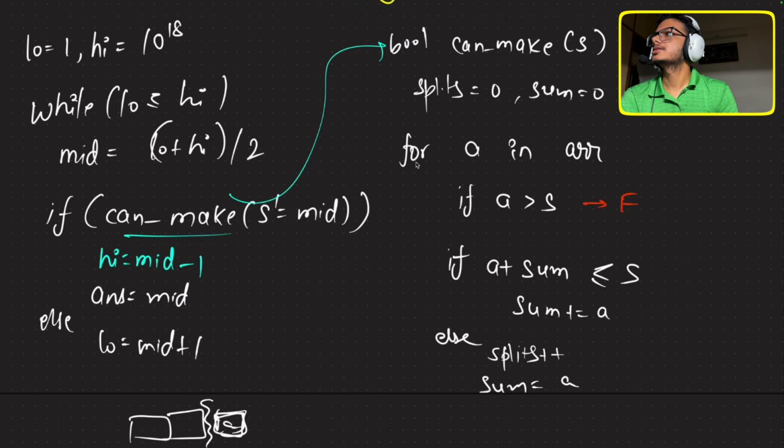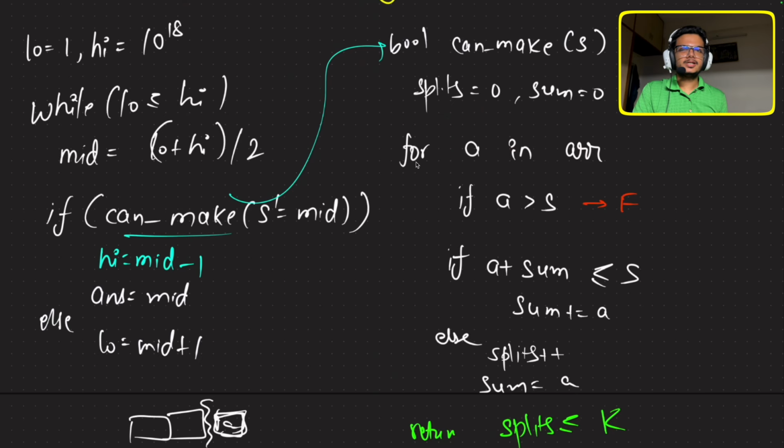And all that remains is, after this function ends, you simply check if the number of splits is less than or equal to k or not, right? If the number of splits is less than or equal to k, we can definitely make k splits. In this case, return true, otherwise return false. So in other words, I can simply write return splits less than or equal to k.